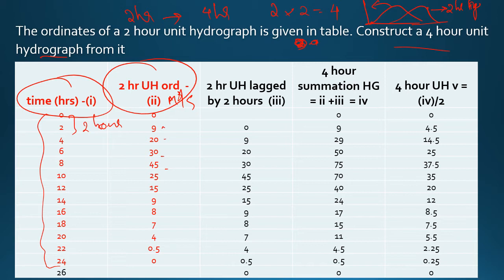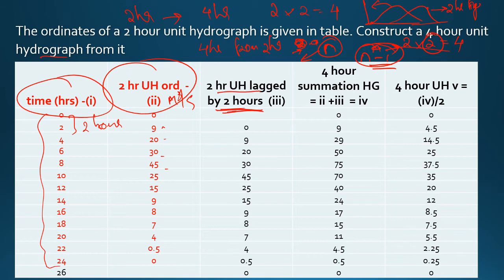the number of curves to be summed up, where we say we have to find a 4-hour hydrograph from a 2-hour one. So find out this n, where n is a multiple, that is 2 into 2 equal to 4. So this 2 is equal to n, where n is the number of curves to be summed up, and the number of lagging is equal to n minus 1. So if n is the number of curves to be summed up, n minus 1 is the number of lags. Therefore here we have to lag the curve by one time, that is by 2 hours itself. So the 2-hour unit hydrograph lagged by 2 hours.